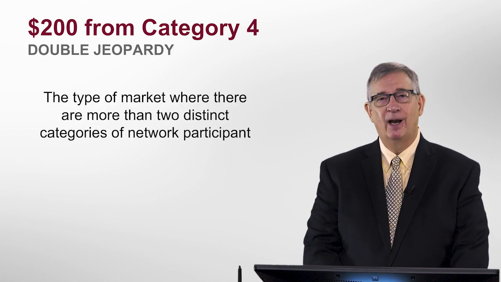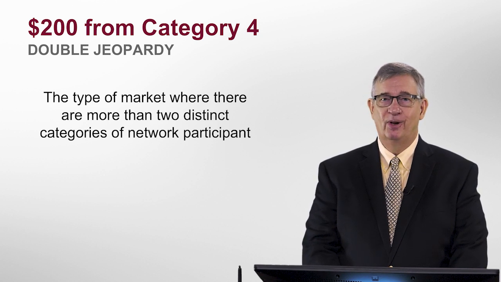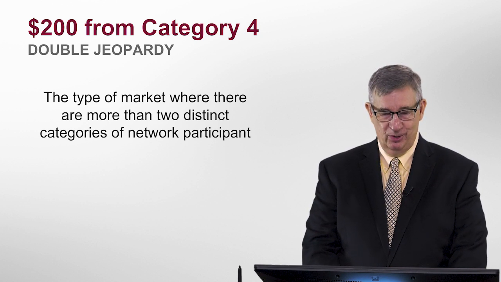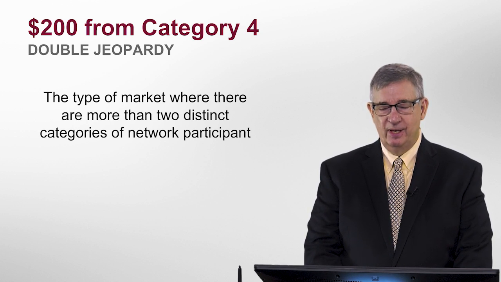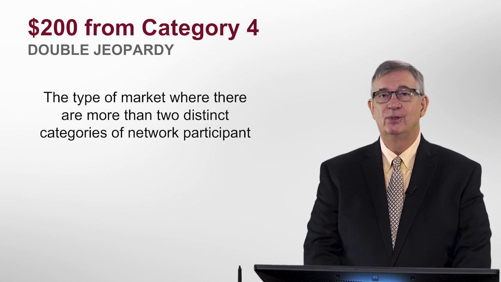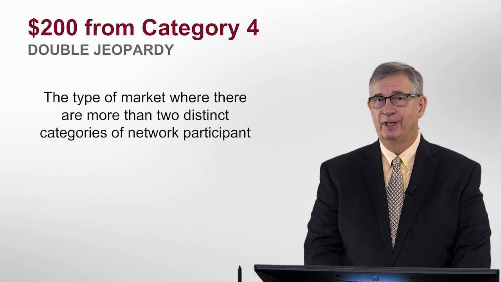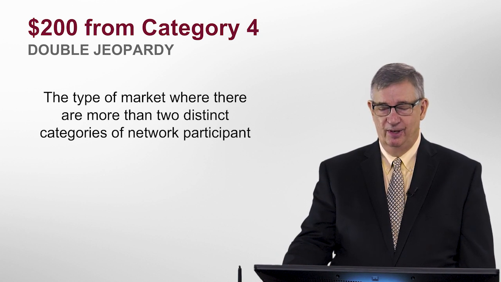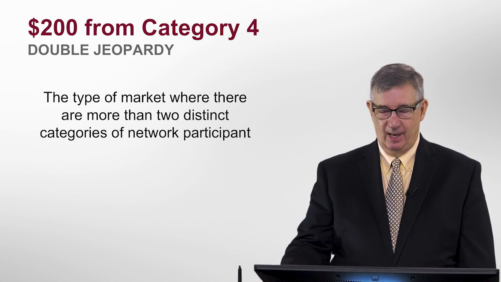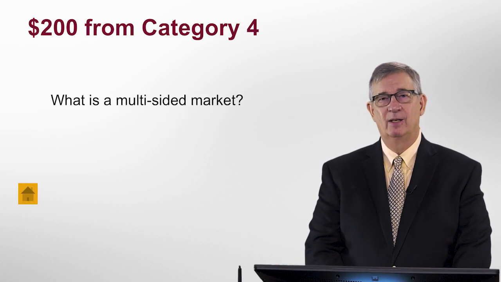So here is another double question or answer, on your scoring, if you're keeping track. So this is $200 from the fourth category. This is a type of market where there are more than two distinct categories of network participants. And this is a little tricky. It wasn't in your textbook. It's a type of market when there are more than two distinct categories of network participants. And the question is, what is a multi-sided market?